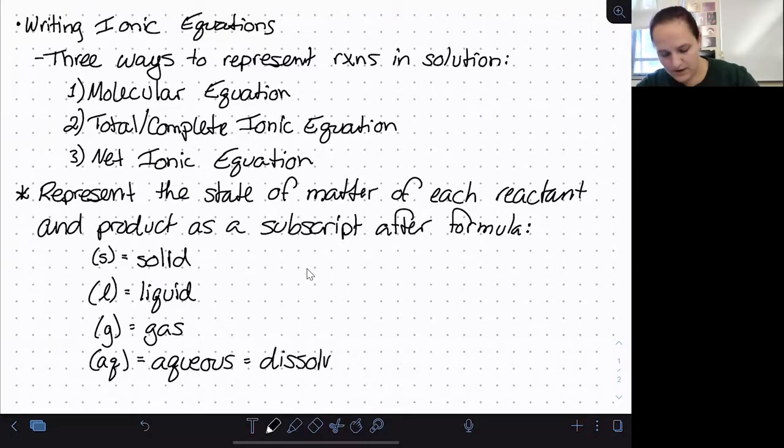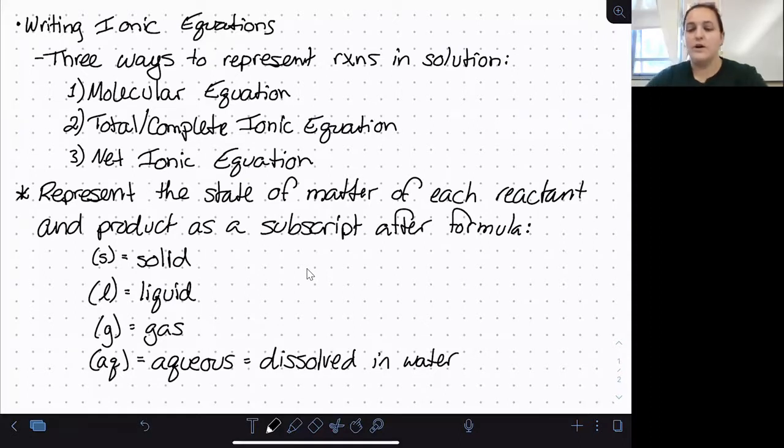So remember that an aqueous solution is one where water is the solvent. So if we say that something is aqueous, we mean that it is dissolved in an aqueous solution, or dissolved in water. So now we can get into these three different types of equations, and the states of matter are important for how we go about writing the total ionic and the net ionic. So we're just going to walk through one example for all three of these different types so we can see how we represent the same reaction in three different ways.